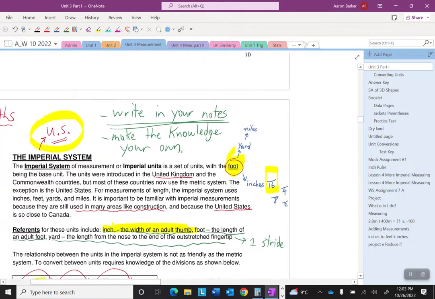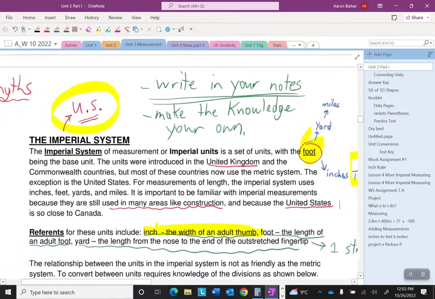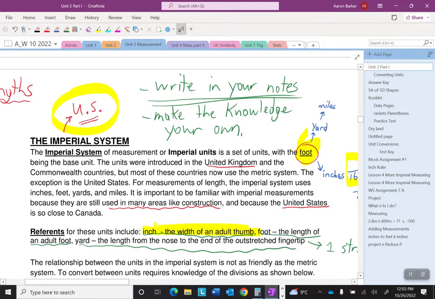Now, what's really important is reference. Reference helps you judge how long things are. So for example, this coffee cup I'm holding up. Okay? The reference for an inch is the width of an adult thumb. Now, since you guys have small thumbs, you're probably going to use from your fingernail to your knuckle. Make sure it's not the sideways knuckle. Okay? From the fingernail to the knuckle.